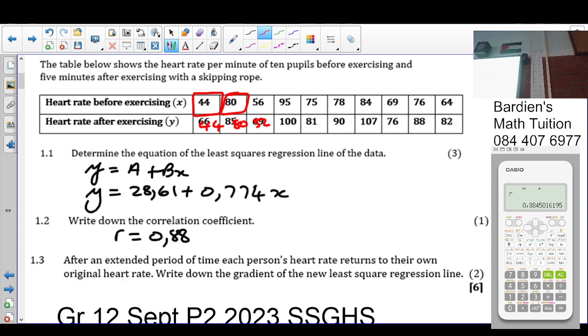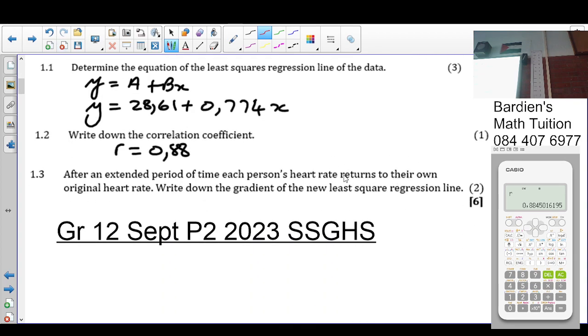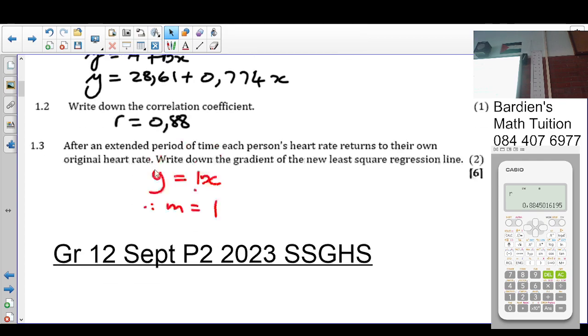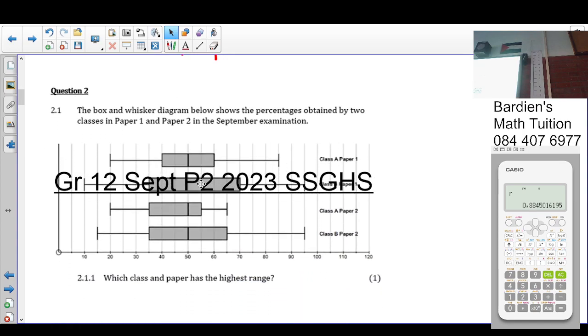So if that is the case, the question says return to their own original heart rate, write down the gradient of the new least squares regression line. So if the x value and the y value is the same, then what's the gradient of this line? 0, the person is dead. 1. So therefore the gradient is equal to 1. Okay. Let's look at the next question.